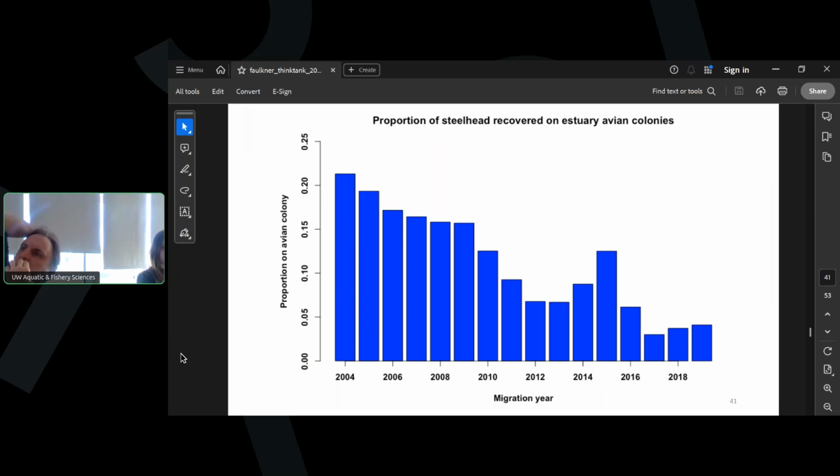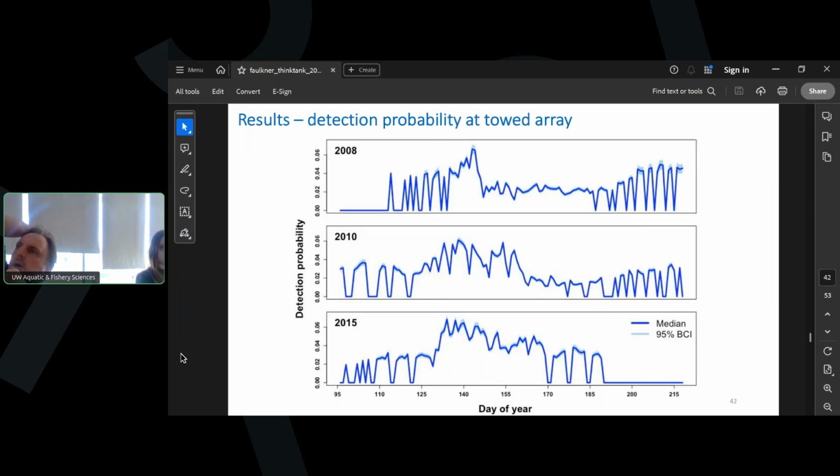Okay, now we can see some results. So I'm just going to show 3 years, and these are across a range of years. So 2008 was one of the best ocean years. 2015 was one of the worst. That was the blob, you know, ocean temperatures were terrible.